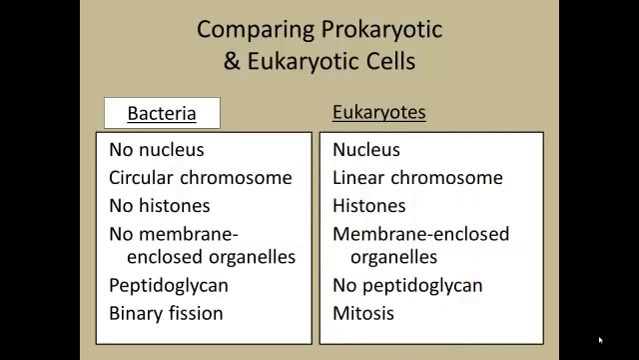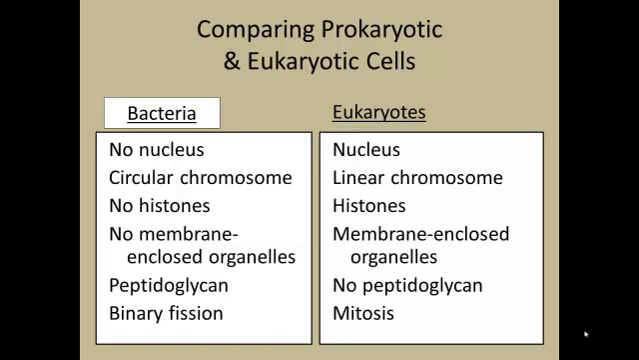Now for eukaryotes. All eukaryotes have a nucleus. That's what divides the eukaryotes from the prokaryotes. Most of them have a linear chromosome. That means there's two ends. They have proteins called histones that are used to wind up the chromosomes. They have membrane-enclosed organelles. If they do have a cell wall, they never have peptidoglycan. And when the cells divide asexually, they divide the nucleus by the process of either mitosis or meiosis.